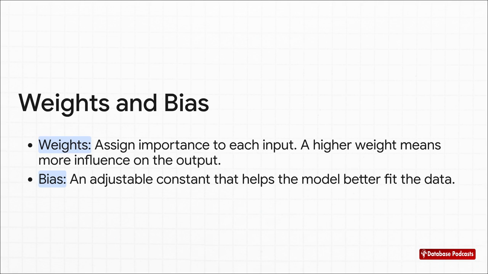Think of weights as just an importance score for each input. A higher weight means that input has more influence, more say, in the final output. The bias is kind of like a thumb on the scale. It's an adjustable constant that just helps the model fit the data a little bit better. So back to our database analogy, this is like running a calculation or a stored procedure on that single row of data to figure out its significance.